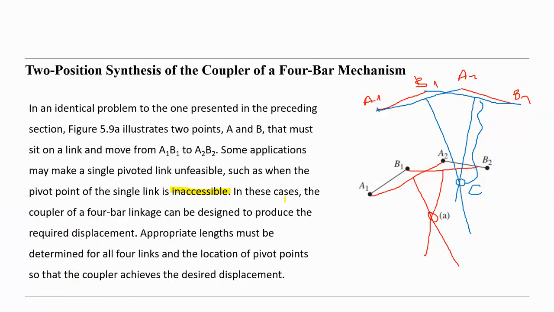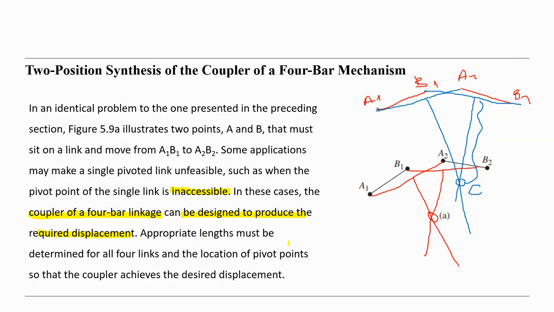And in this case, the coupler of a four-bar linkage can be designed to produce this required displacement. That means maybe we cannot solve this problem using only a single link. We need a four-bar mechanism, coupler, couple crank, a crank rocker mechanism, for example.